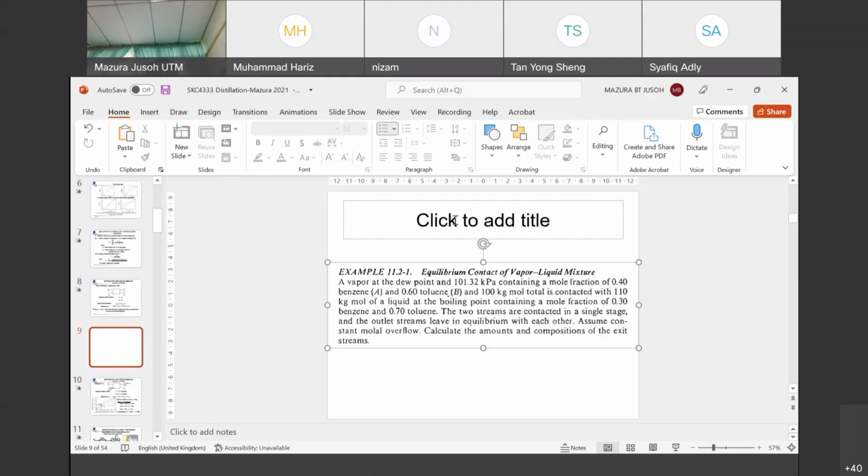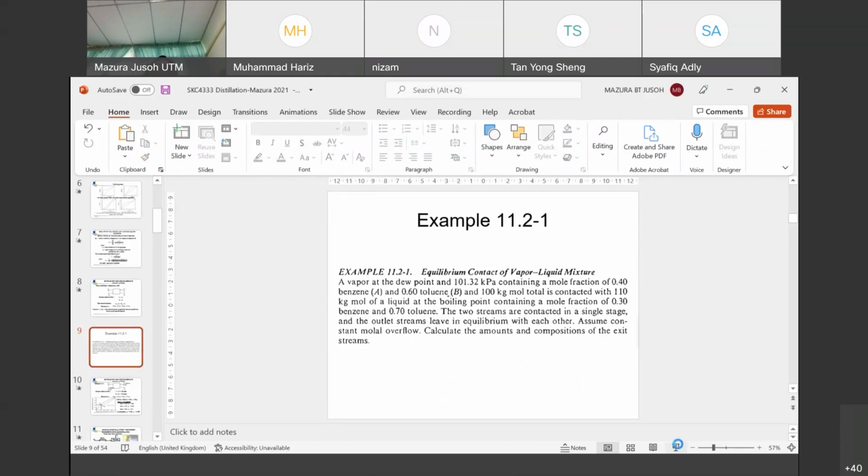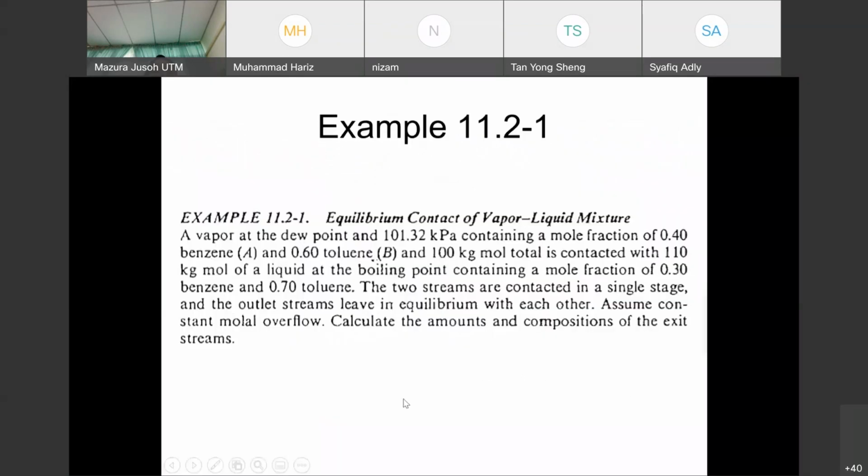So example 11.2, this one. Okay, let's see. You can see the question, right? So the question says, a vapor at the dew point of 101.32, this is the dew point, and containing a mole fraction of 0.4, 40% of benzene, 60% of toluene, and 100 kg mole total is contacted.